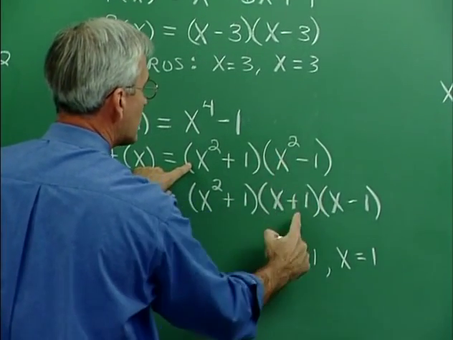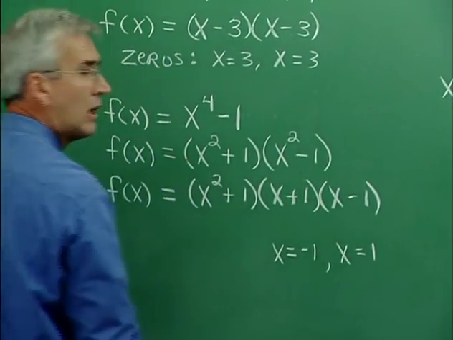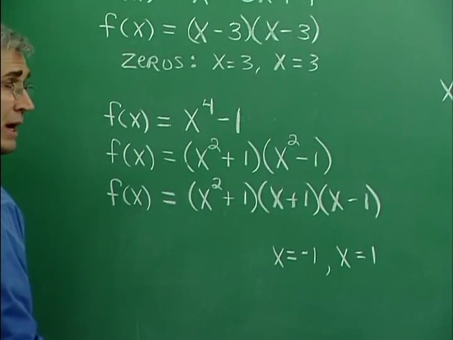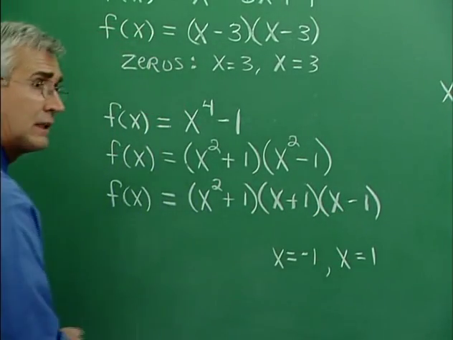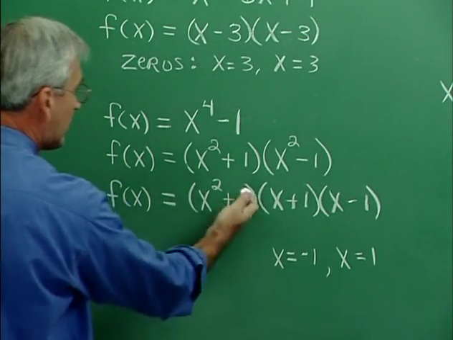This is the difference of two squares, which factors easily to x plus 1 times x minus 1. We can identify the zeros associated with these two factors rather easily. But what about the zeros associated with this factor?